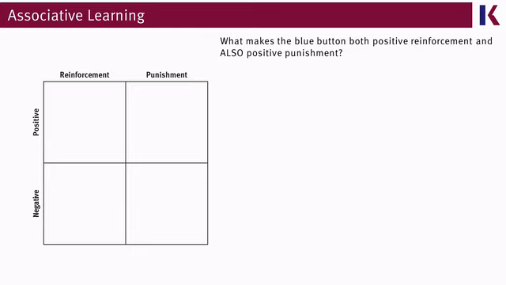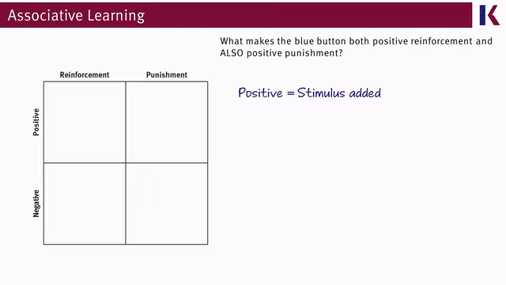The consequences involved in associative learning fall into a few simple categories. This prompt asks about what makes the blue button both positive reinforcement and positive punishment. Both of these consequences use positive as a descriptor. Positive in the context of associative learning means addition of a stimulus in response to the given behavior. What were the two things added to the situation when the pigeon pressed the blue button? Both food and shock were consequences of pressing the blue button.